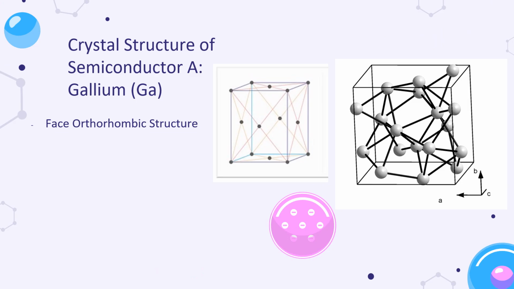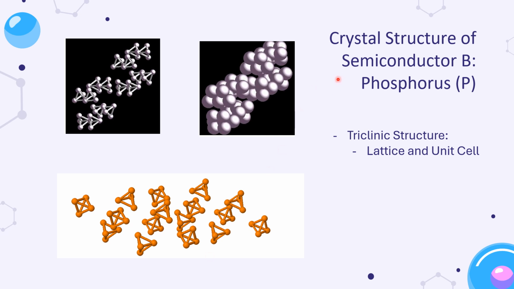For our semiconductor A, gallium, has a face-centered orthorhombic structure with its lattice and unit cell. There is an atom shared among the 8 corners of this box, and face centering means there are additional atoms centered on the faces of the box. The face-centered orthorhombic structure has atoms at the corners and centers of faces, leading to a unique packing arrangement. For our semiconductor B, phosphorus, it has a lattice and unit cell, which is a triclinic structure that can vary in terms of atom positions, and there is no specific arrangement.